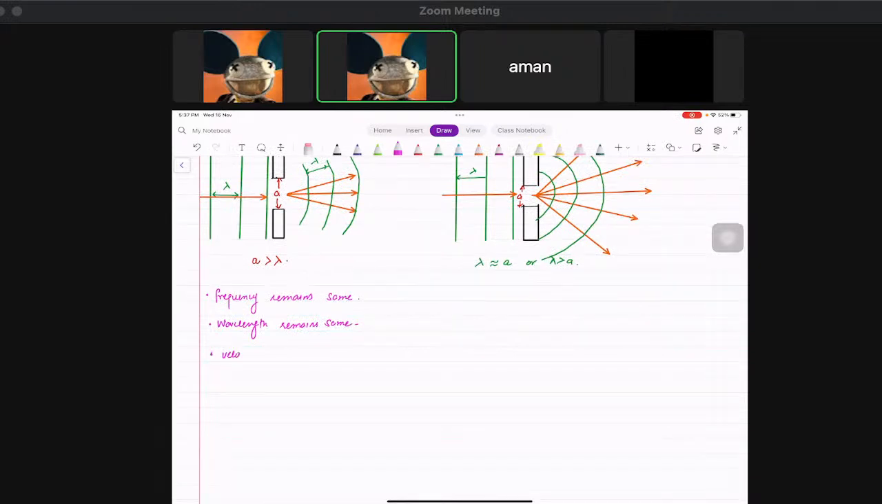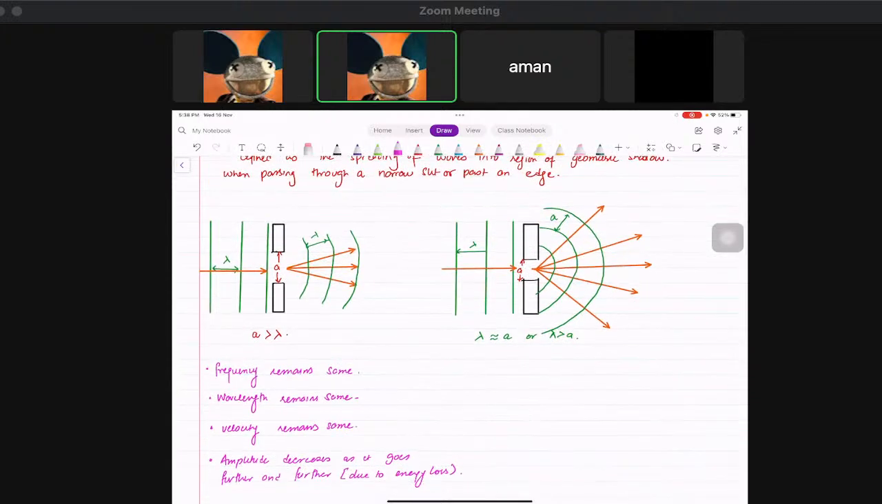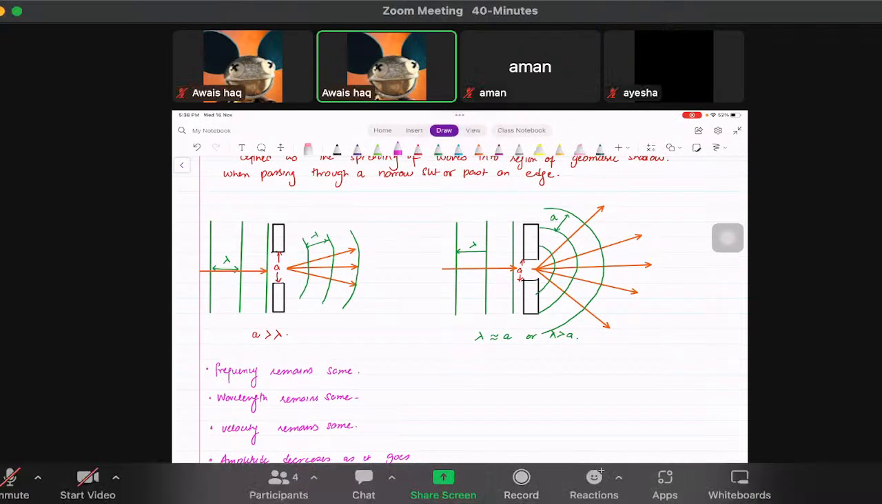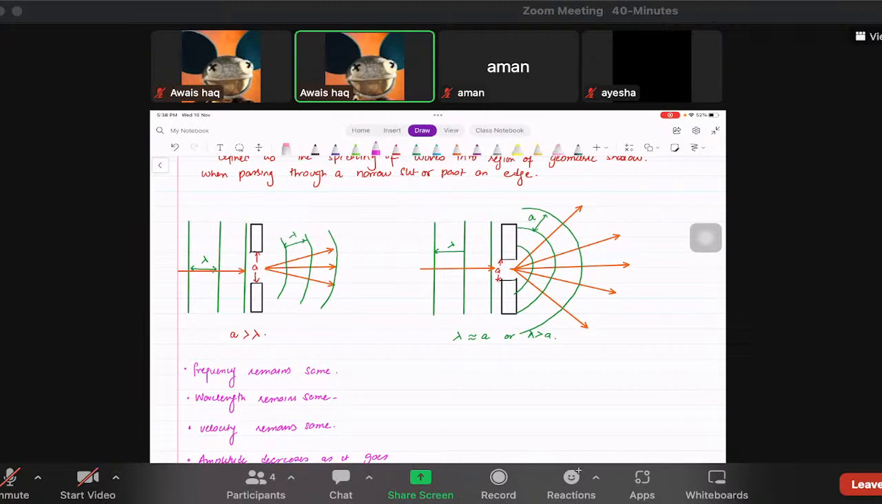And also velocity remains the same. However, amplitude does decrease as it goes further and further, and that is because of energy loss, and that's the only reason why it happens, otherwise everything remains the same. Okay.